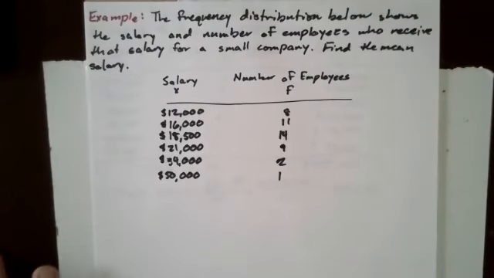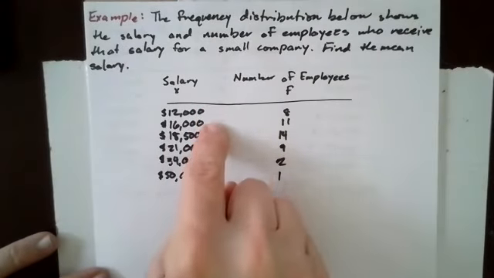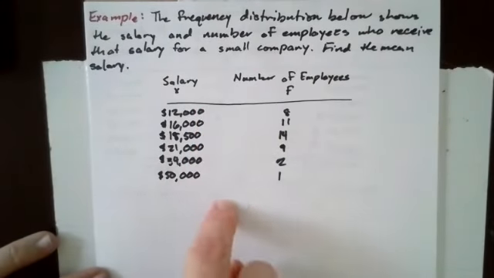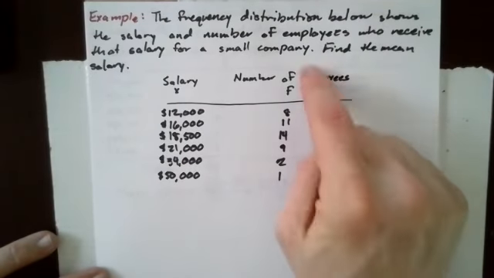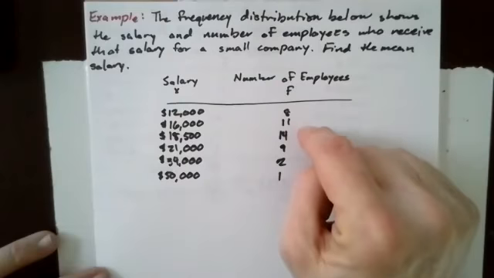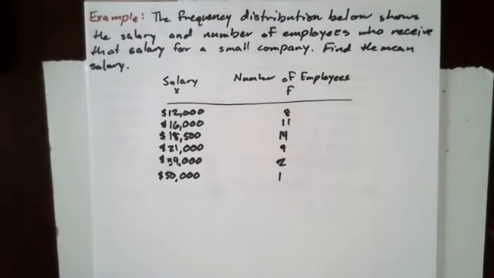So for example, the frequency distribution below shows the salary and number of employees who receive that salary for a small company. Find the mean salary. So here we have salaries of $12,000, $16,000, $18,500, and so on. And the number of employees, the frequency, so 8, 11, 14, and so on.